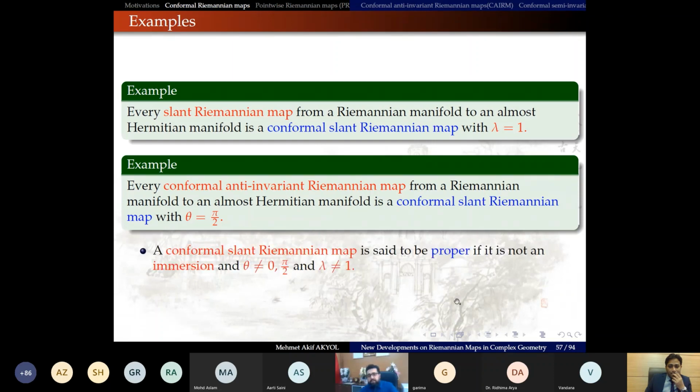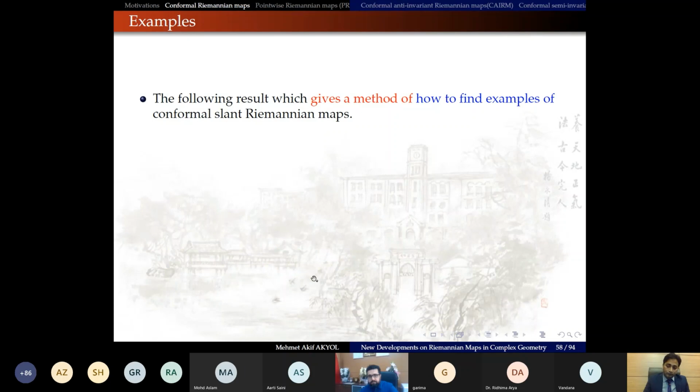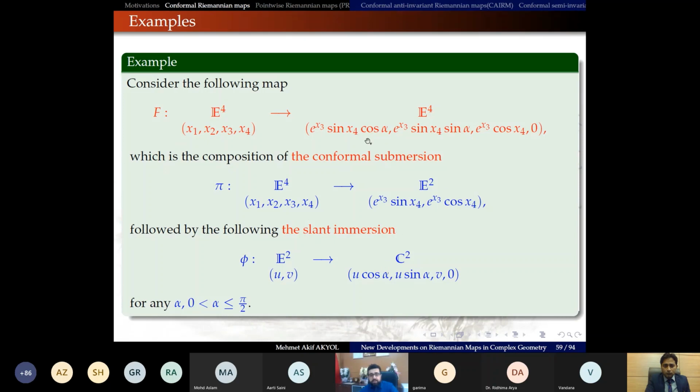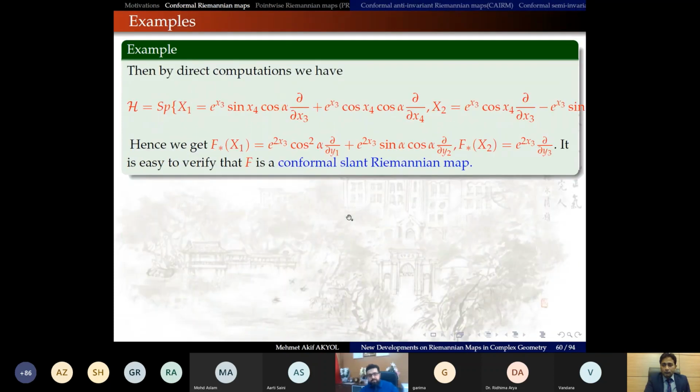So now we are going to give an example for the proper case. Proper case means that theta is not equal to 0 or pi over 2, and lambda is not equal to 1. Also, we have that theorem I mentioned in the part on conformal semi-invariant Riemannian maps. F1 is a conformal submersion, F2 is a slant immersion, so the combination of them is a conformal slant Riemannian map. We have an example for these two. F is a conformal submersion, pi is a slant immersion, the combination of them is a conformal slant Riemannian map. And the vector fields in the horizontal space.